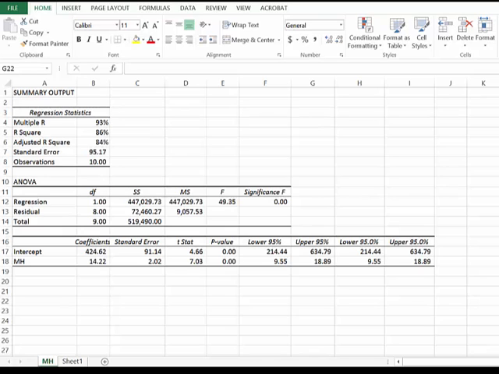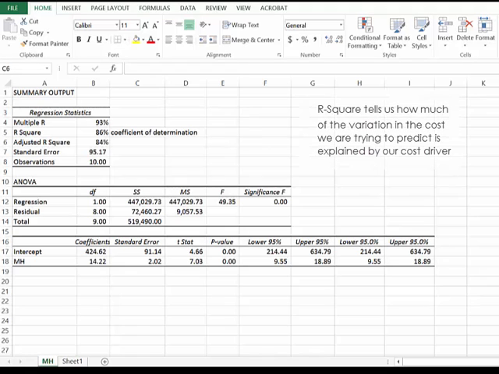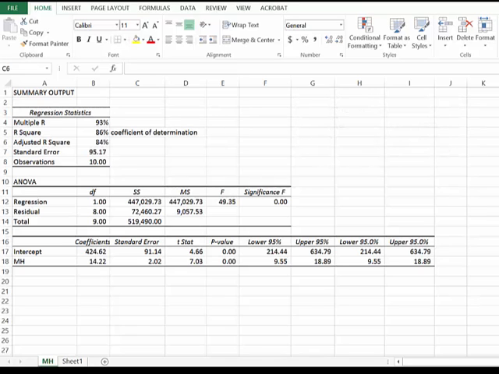The first thing that we're interested in is the R-square. The R-square is also called the coefficient of determination. And this tells us what percentage of the variance in our dependent variable is explained by our independent variable. In other words, how much of the cost we're trying to predict is explained by or driven by machine hours, and in this case 86%, and that is really good. 86% is an excellent R-square.